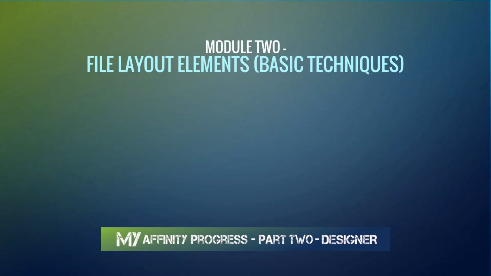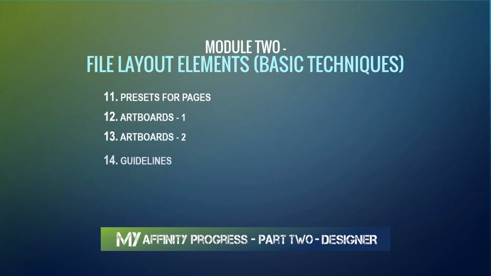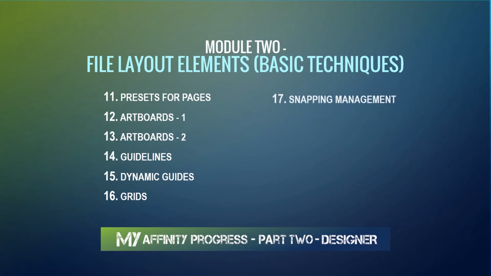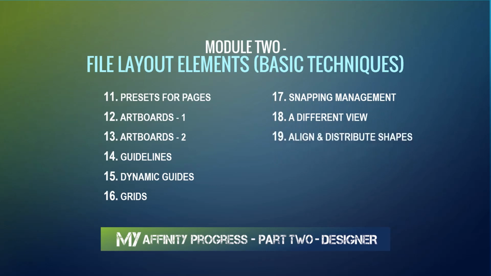Module 2 covers the general working efficiency, what is useful and what will help speed up your production. So we'll look at things like presets for pages, different artboards and how to use them, guidelines, dynamic guides and grids, all of which will help you speed up your work and lay things out on the page better. Snapping management, a different kind of view, alignment and distribution of shapes, manipulating shapes and grouping. All of these things, if you learn the techniques, and they're not difficult to learn, will help speed things up enormously for you.